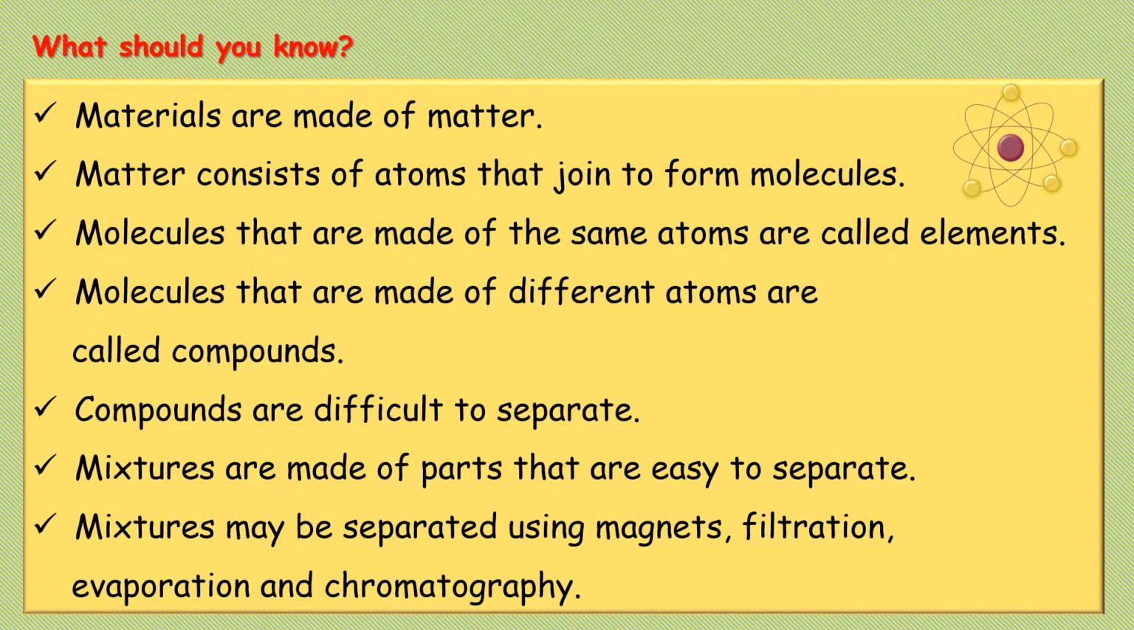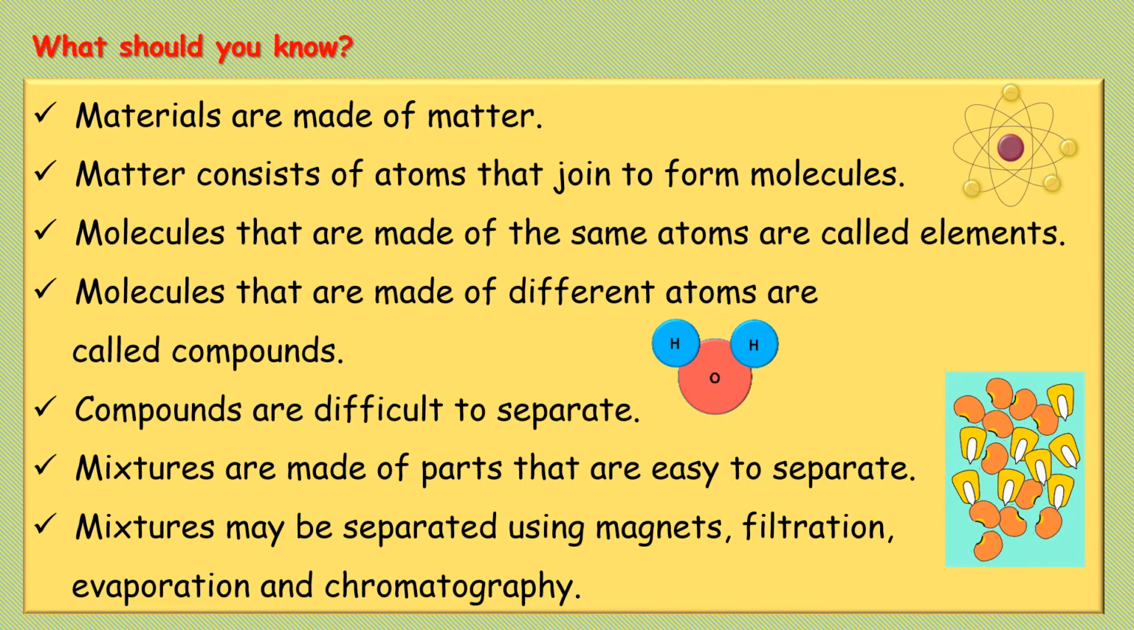Hello, learners. What have we learnt about the properties of matter? Materials are made of matter. Matter consists of atoms which join to form molecules. Molecules that are made of the same atoms are called elements. Molecules that are made of different atoms are called compounds. Compounds are difficult to separate. Mixtures are made of parts that are easy to separate. Mixtures may be separated using magnets, filtration, evaporation and chromatography.